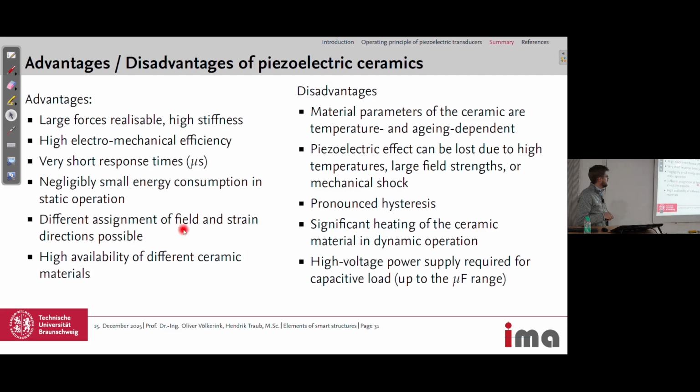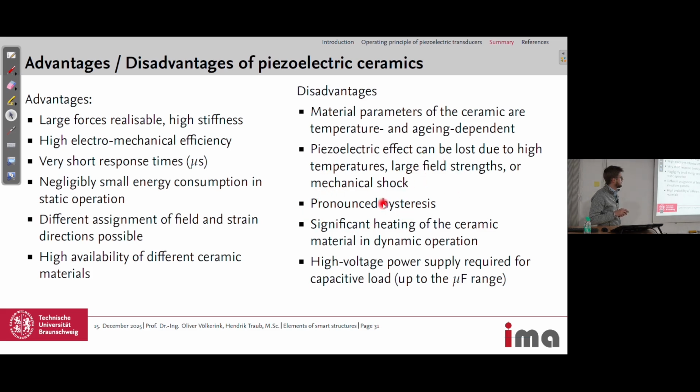Different assignments of field and strain directions are possible, and the materials are highly available, so different ceramic materials, for example, lead zirconate, lead titanate. And the disadvantages are that the material parameters are temperature and aging dependent. We can lose the piezoelectric effect due to high temperatures if we are above the Curie temperature, due to large field strength or to a mechanical shock.